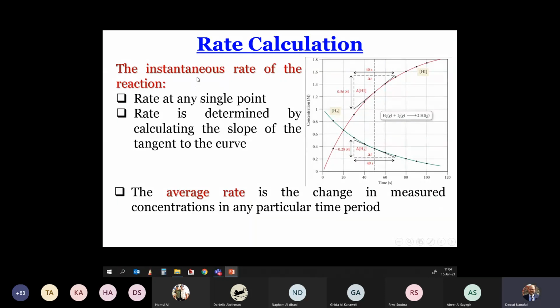What is the difference between the instantaneous rate and the average rate? The instantaneous rate is the rate at a determined time. The average rate is the change in the measured concentration, or the variation of the concentration per time period. So the average rate is given between two instants, t1 and t2. The instantaneous rate is at instant t.